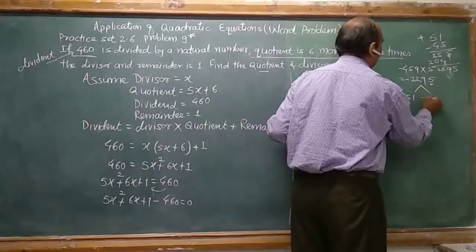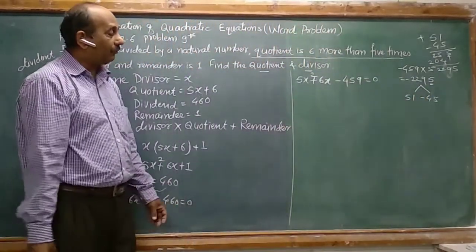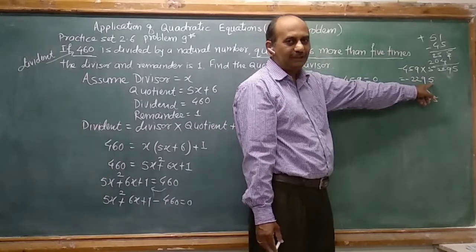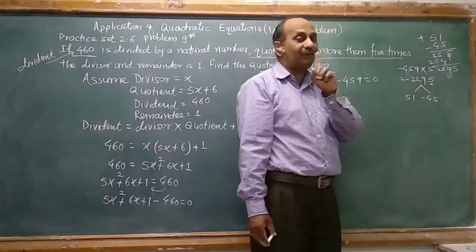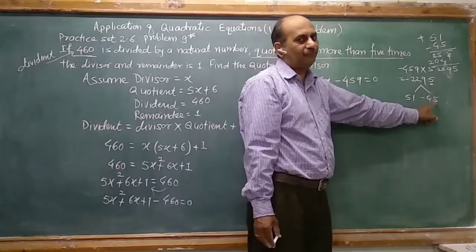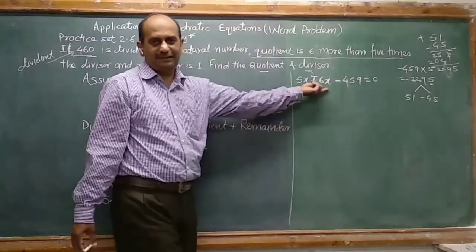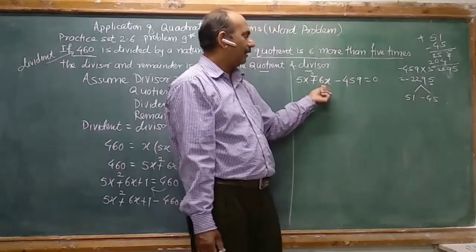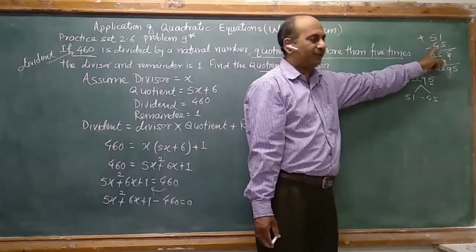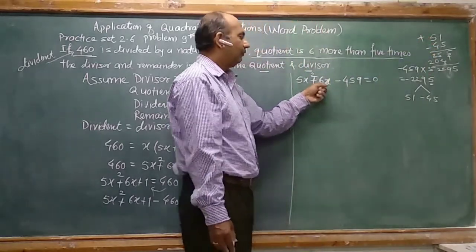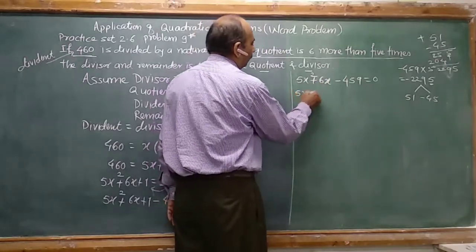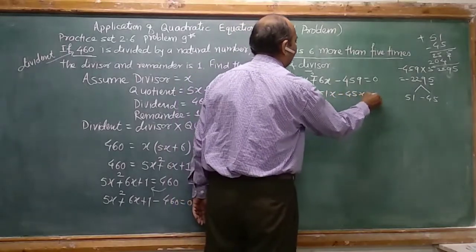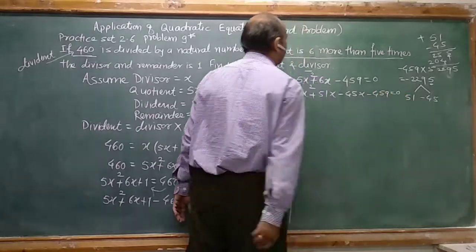So 51 and minus. What I have considered is that the last number is 5, which means one of the factors must be 5, so I consider 45. Now the difference of 51 and 45 is 6, so I consider plus 51 and minus 45, whose addition is plus 6. Now substitute here: 5x square plus 51x minus 45x minus 459 is equal to 0.